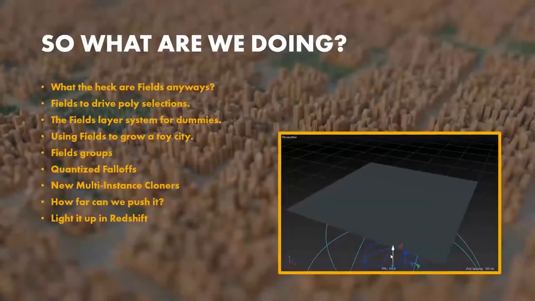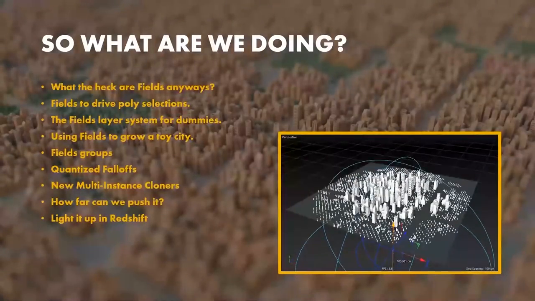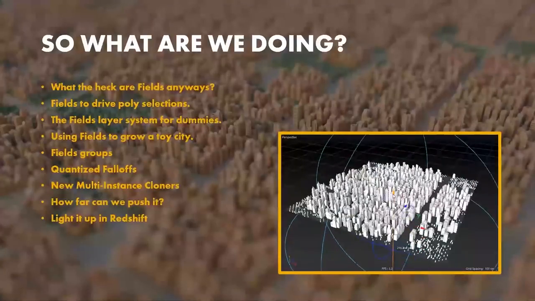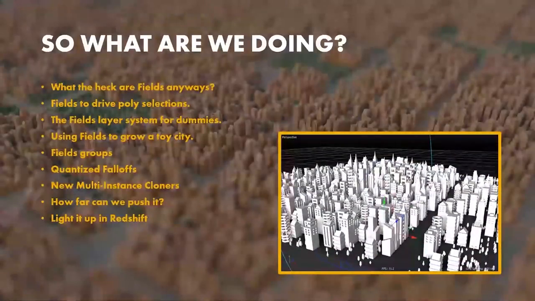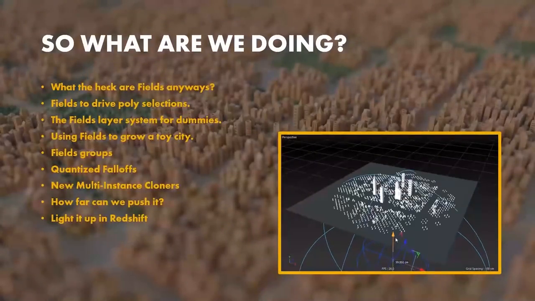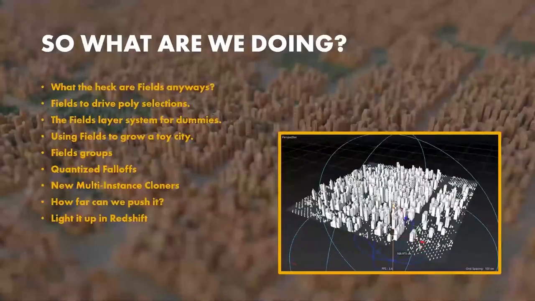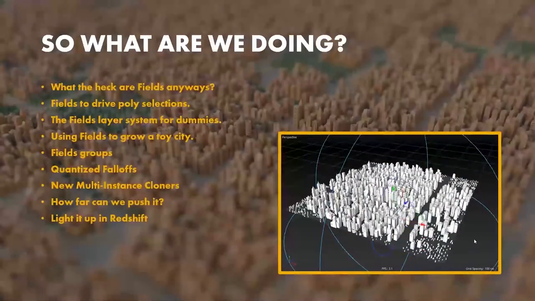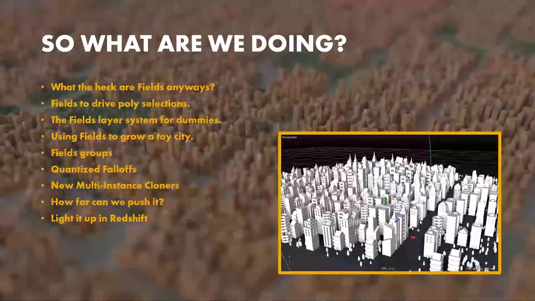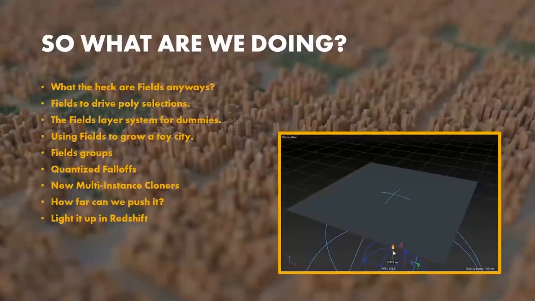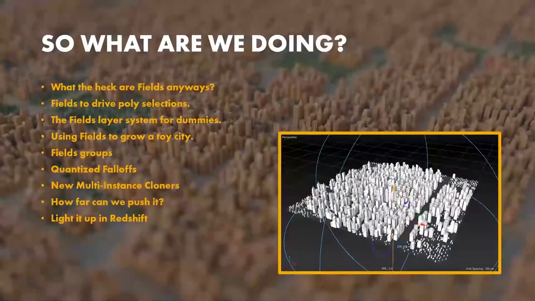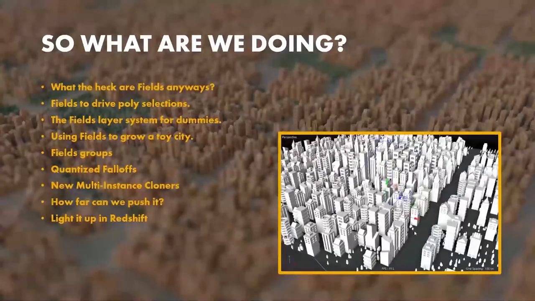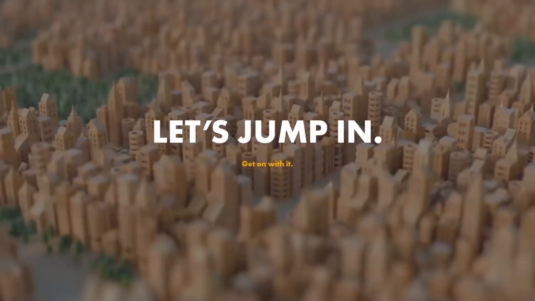We're going to talk about field groups. We're going to talk about quantized falloffs. So quantized falloffs is probably the most nerdy thing you could possibly say to somebody. So if you want to sound really smart, just walk up to somebody and say, yeah, I only use quantized falloffs, because it just sounds really, really cool. We're going to talk about new multi-instance cloners, which allow you to clone insane amounts of geometry using Mograph in Cinema 4D. We're going to see how far we can push this, and then we're going to light it up in Redshift, do some rendering at the end, make it fun. All right, so with that said, let's jump in, shall we?